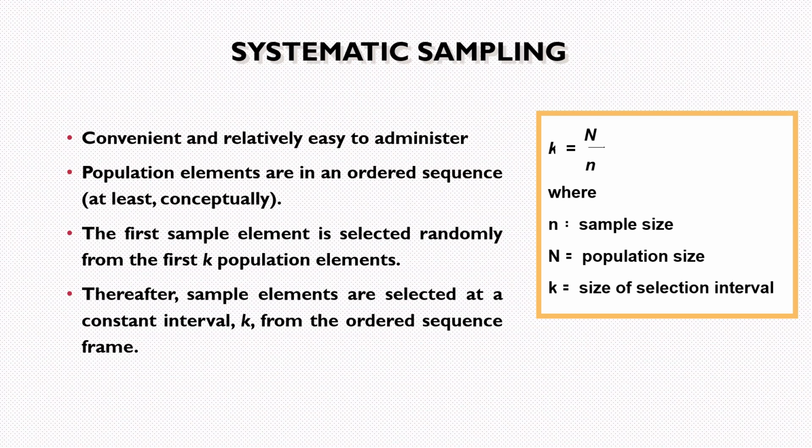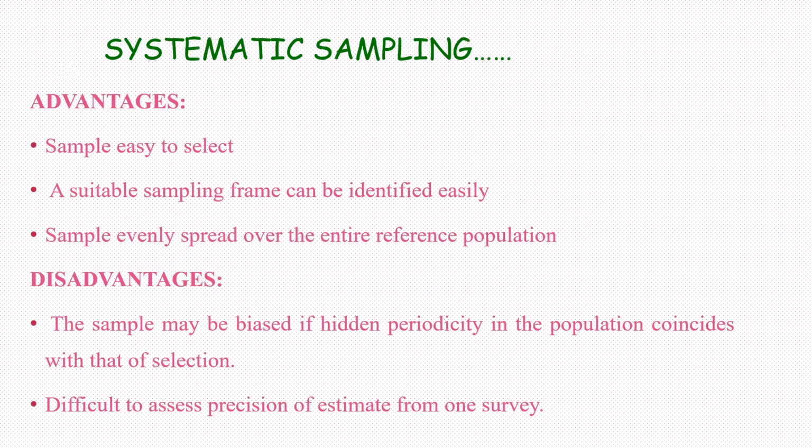Systematic sampling is relatively easy to administer. Population elements are in ordered sequence, at least conceptually. The first sample element is selected randomly from the first k population elements. Thereafter, sample elements are selected at a constant interval k from the ordered sequence frame. That is, k equals capital N by small n, where small n is the sample size, capital N is the population size, and k is the size of the selection interval.